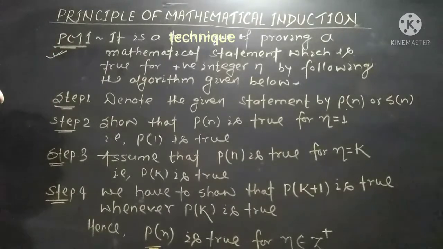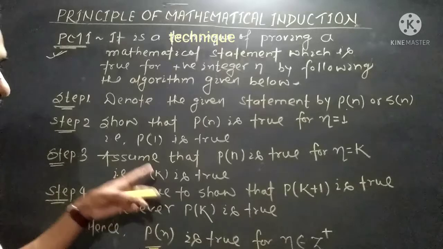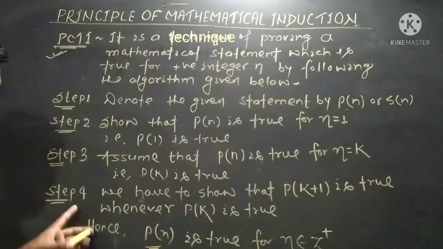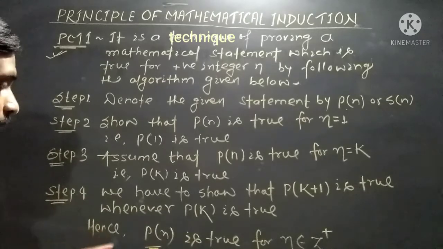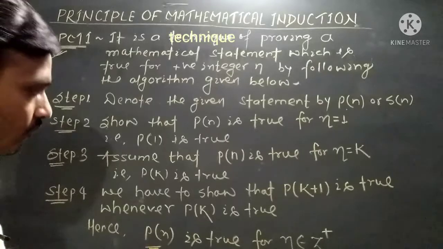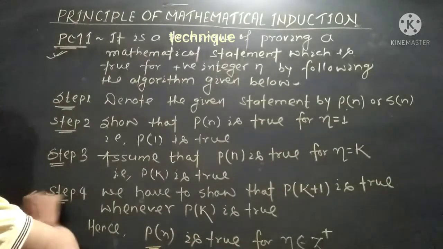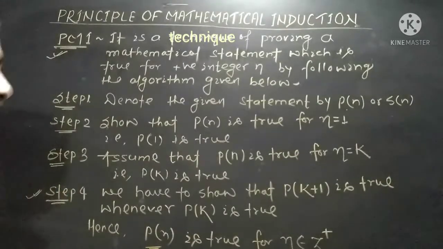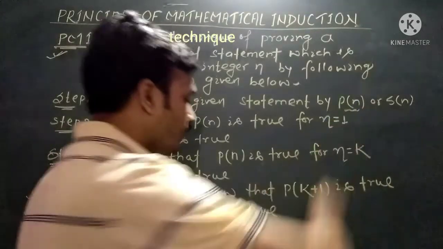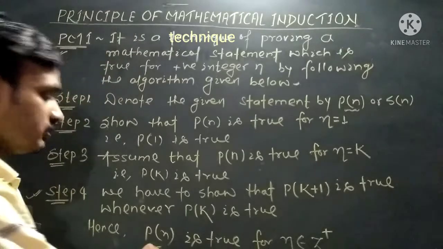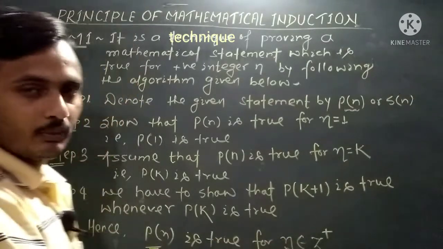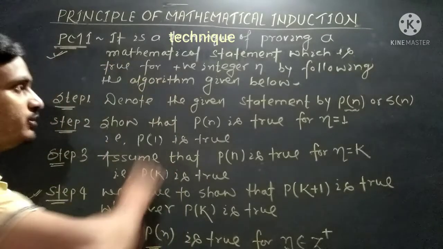assume the given statement is true for n equals k, that is Pk is true. And the final step, in the fourth step, we have to show that Pk plus 1 is true whenever Pk is true, okay. And if the fourth step is proved, we can say that our given statement Pn is a true statement for all positive integers by the principle of mathematical induction.